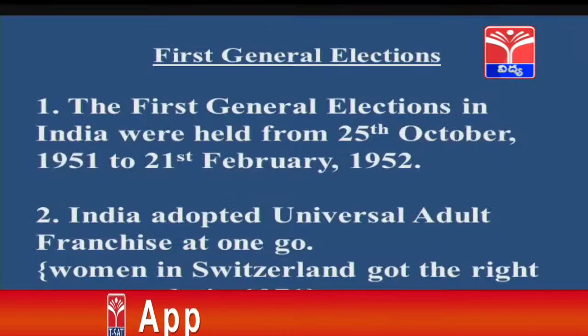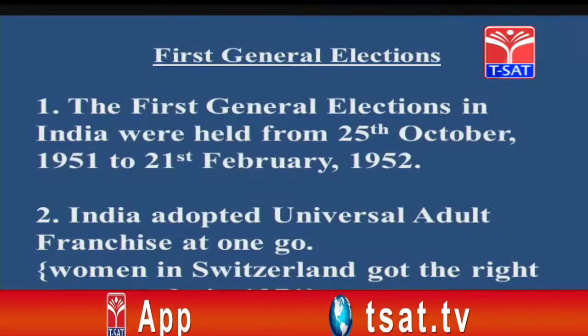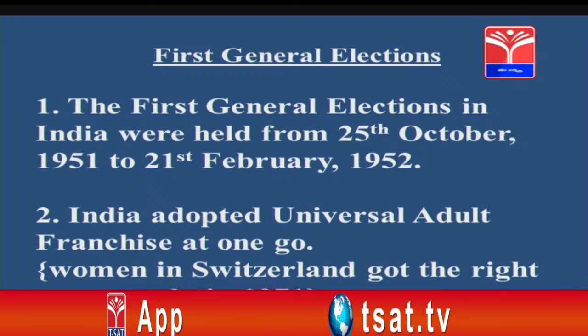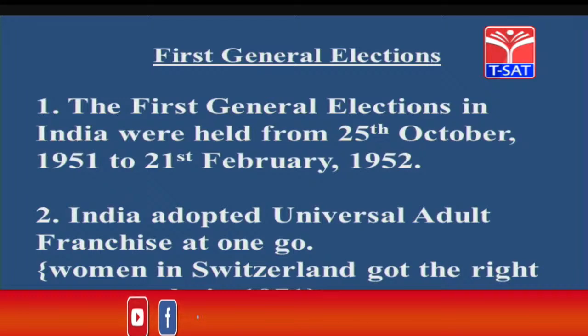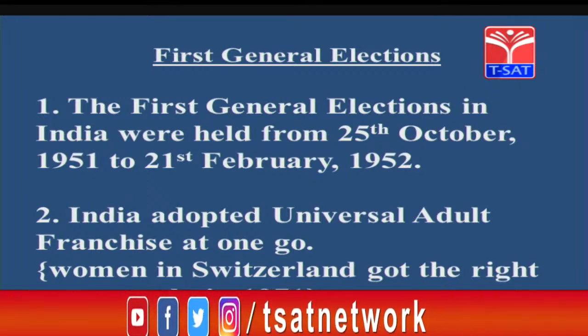In many countries of the world, people achieved the right to vote only after a long struggle, whereas in India, in one go, the people got the right to vote. India adopted universal adult franchise. Universal means to all. Adult means people who attain the age of 21; before it was 21, now it is 18. Franchise means the right to vote, given at one go.